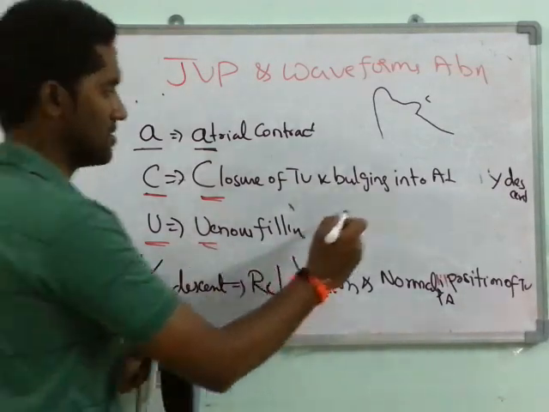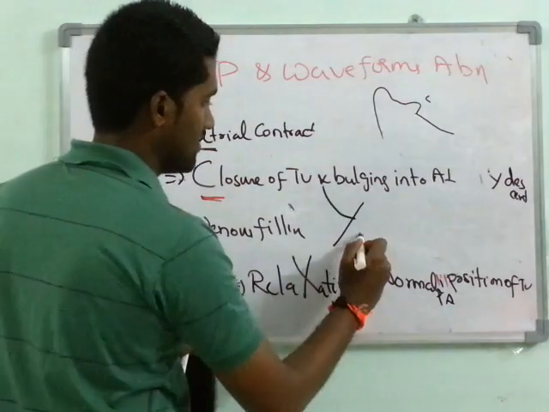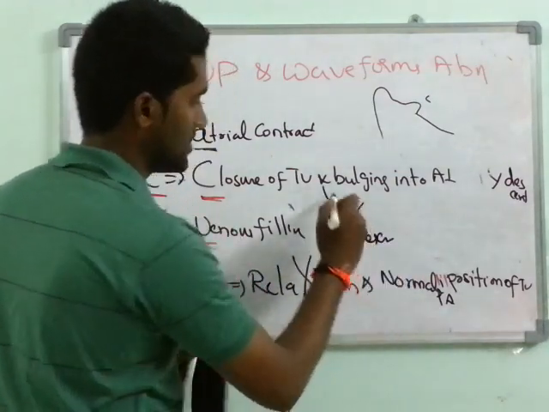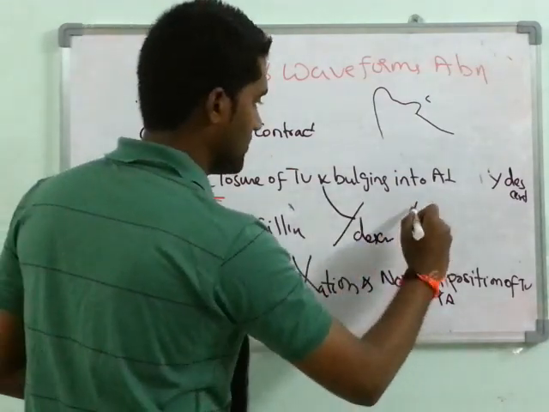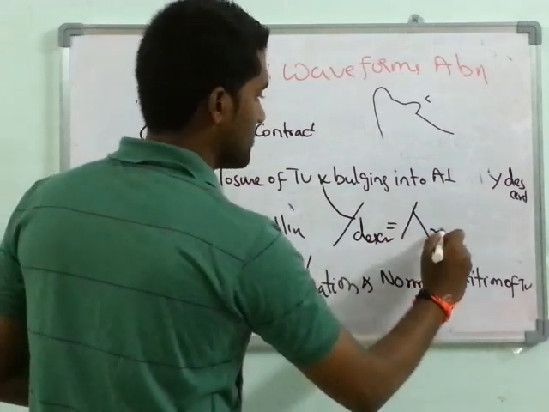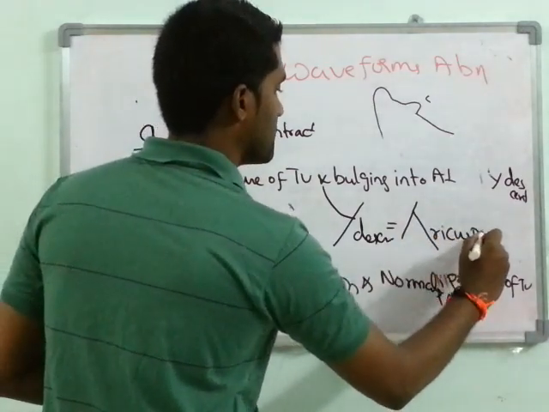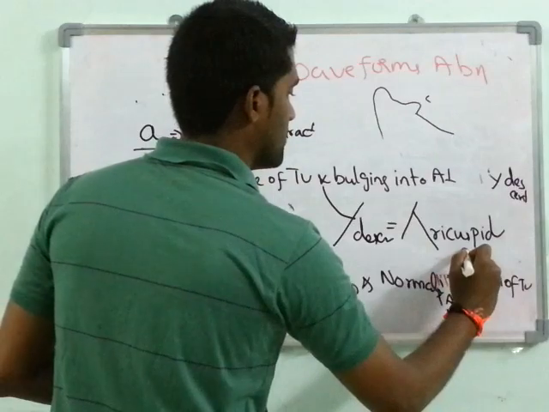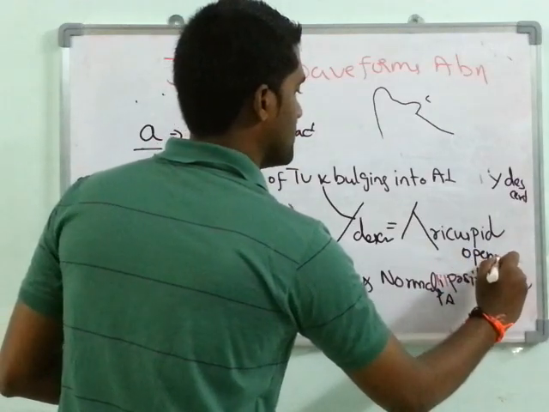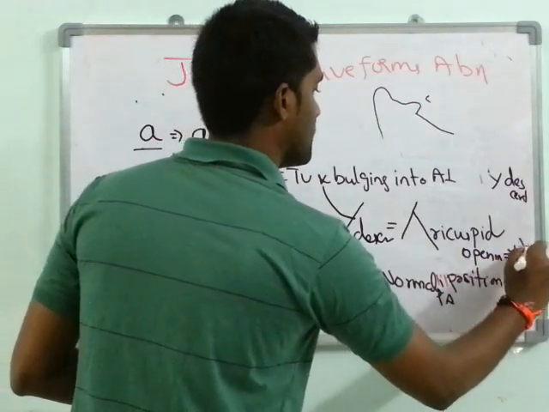Now the Y descent. Something like this appears. So this is the tricuspid opening, resulting in ventricular filling.